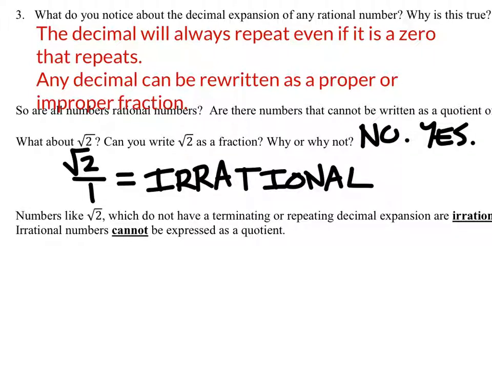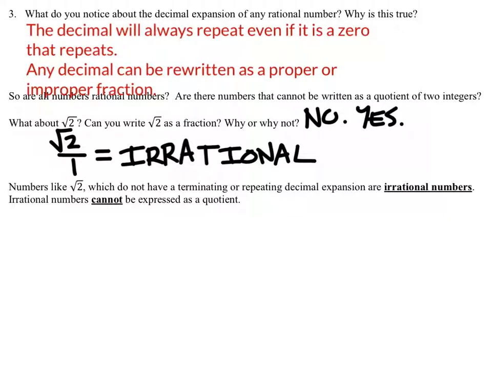So yeah, we can't say that all numbers are rational because not all numbers have a decimal that will repeat or terminate. Like the square root of 2, the reason why this is still considered irrational is because it has a square root in the fraction. There's no way we can write these as whole numbers, and the square root of 2 is not a whole number. Numbers like the square root of 2, which do not have a terminating or repeating decimal expansion, are irrational numbers. Irrational numbers cannot be expressed as a fraction or quotient.